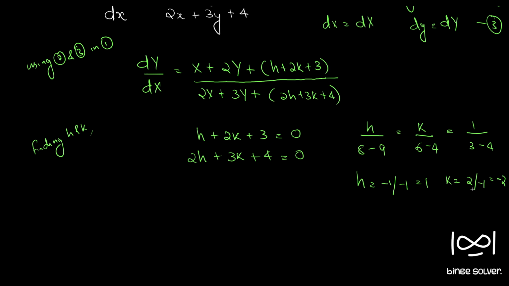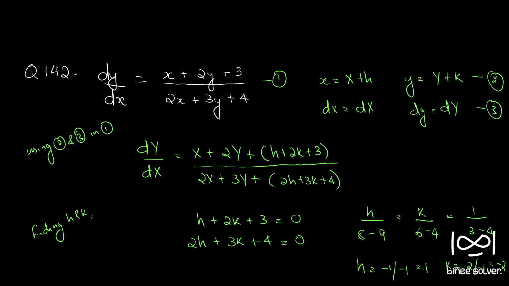So this is the mistake I made in the previous solution. It was pointed out by a user. Thanks to him. Here I had written 2 instead of minus 2. That was a silly mistake. So anyway, k is minus 2 here.